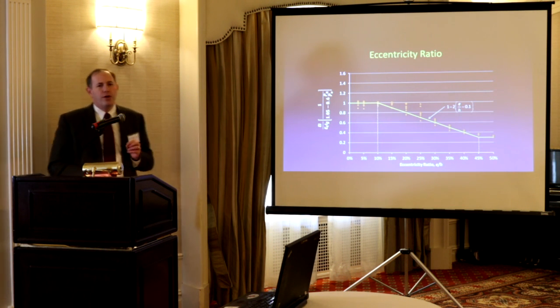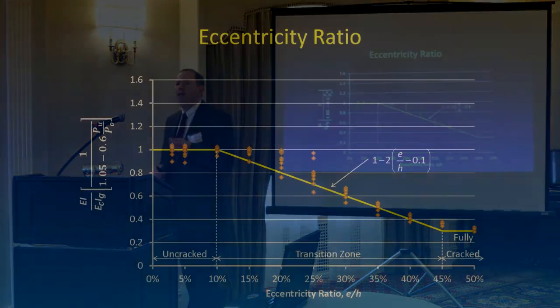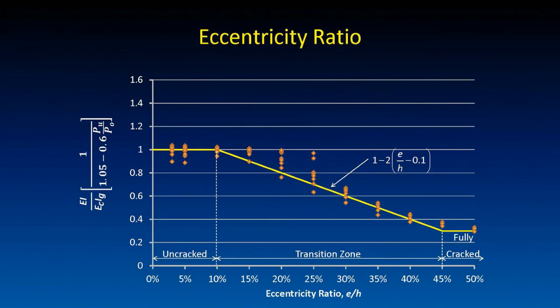The eccentricity is another animal, because as I have more bending, there's going to be more cracking on the column, and there's more variation, because if I have bending and a lot of axial load, I don't crack as much, but if I have low axial load and bending, I can get more cracking.